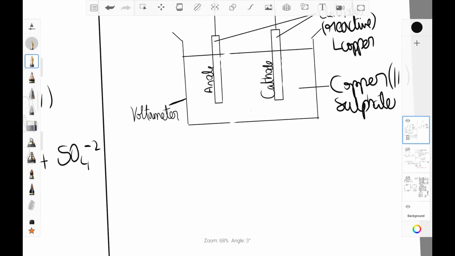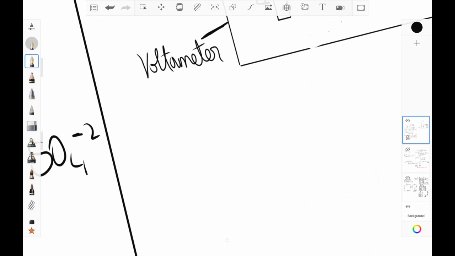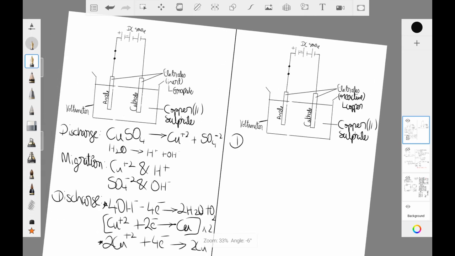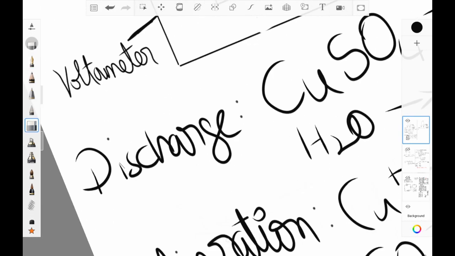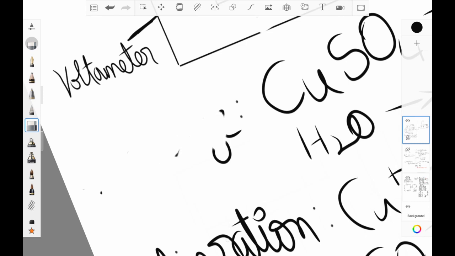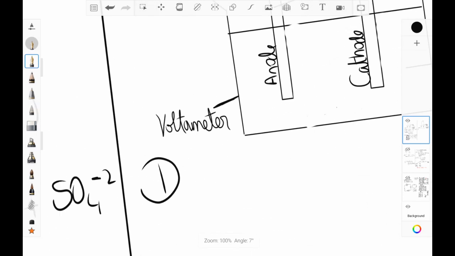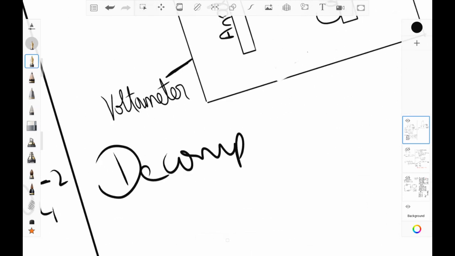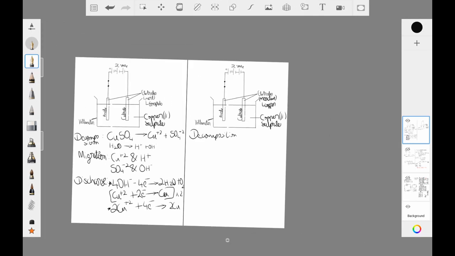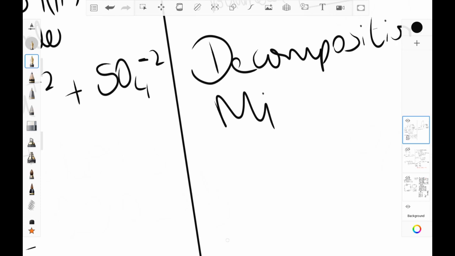At the cathode, the discharge will be the same. The decomposition will be the same. Oh, I seem to have made a mistake. It should say decomposition. Right, so let's be mindful of that. The decomposition here will be the exact same, so I'm not really going to write it down, and the migration will also be the same. So let's just look at what happens for the discharge.